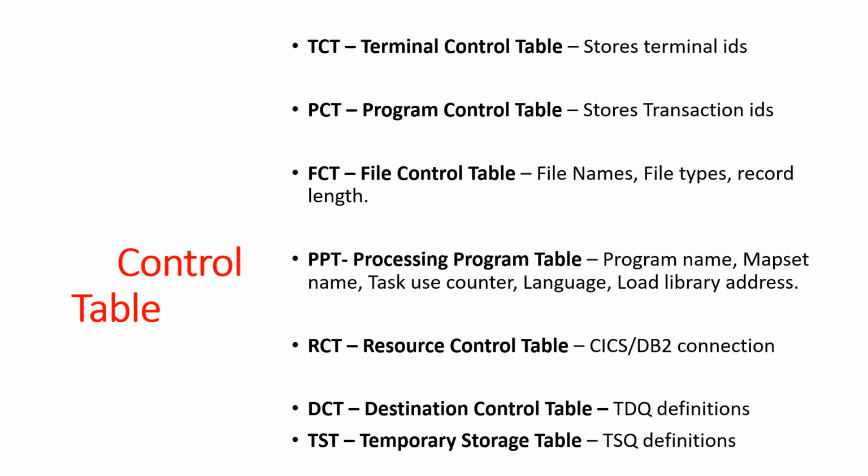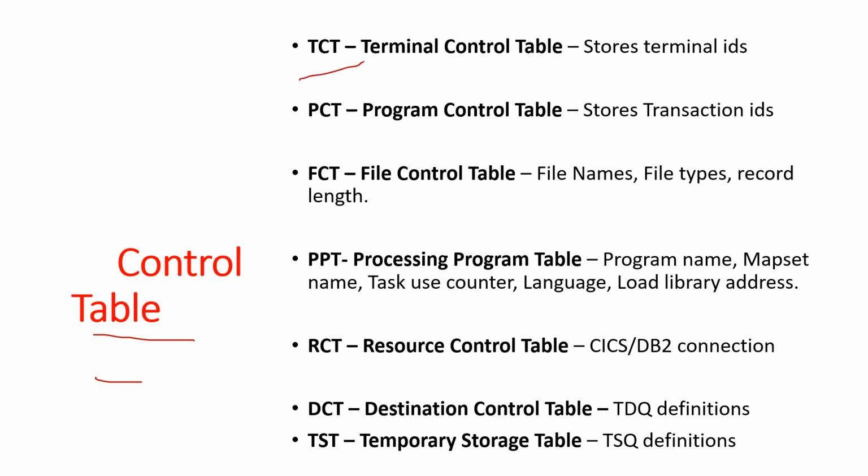So our next topic is the CICS control tables. CICS consists of IBM supplied CICS control programs and tables. These tables need to be updated accordingly with the application information for successful execution of a CICS application program. So there are some important control tables. Let's understand them one by one.